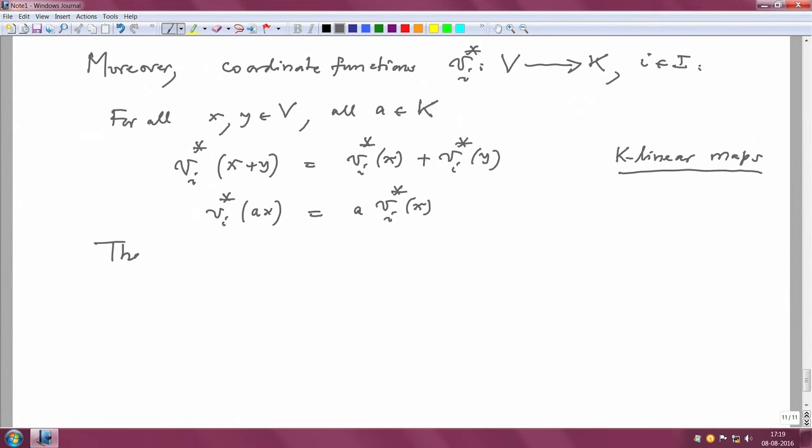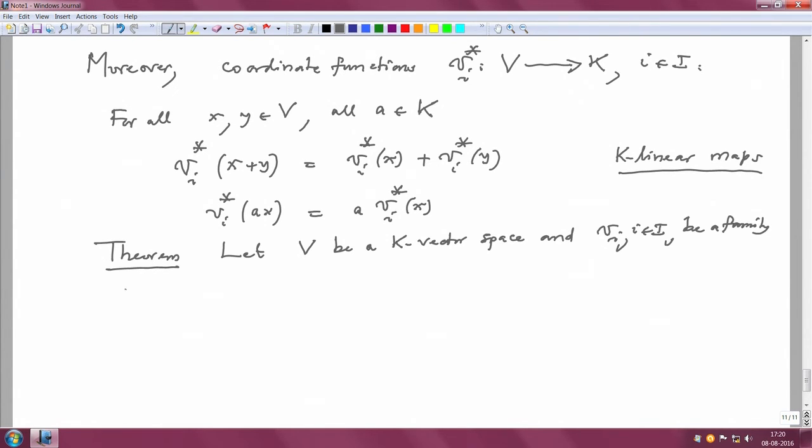So, theorem. Let V be a K vector space, and let v_i be a family of vectors in V. I want to translate all the definitions we have defined so far: generating system, linear independence, and a basis, in terms of maps.